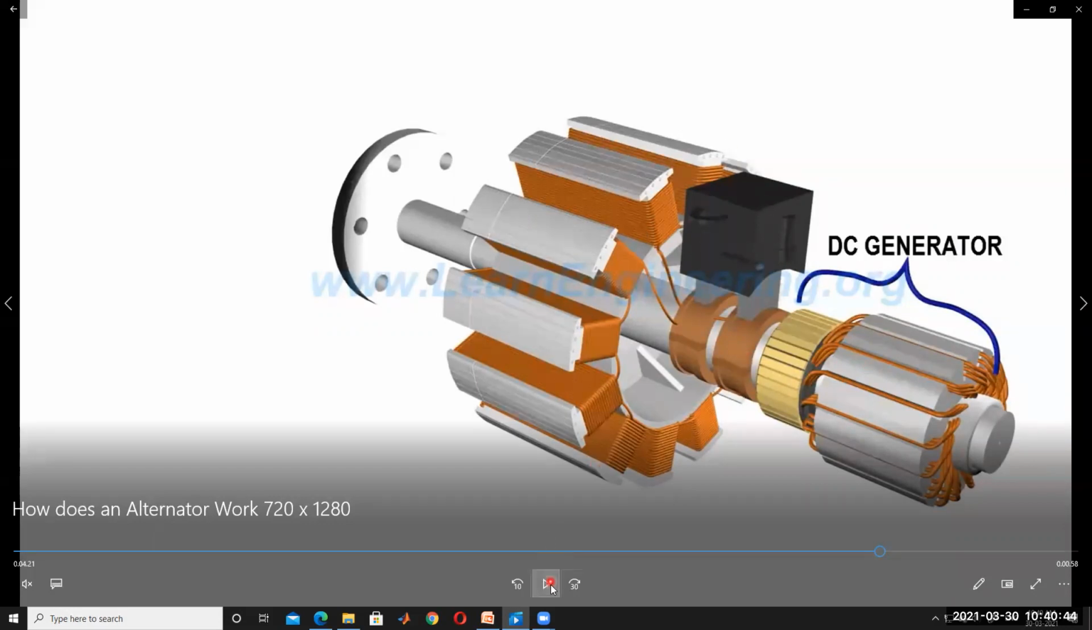So this separate field source is called the DC generator. The DC generator is rotating on the same shaft as the rotor; it is connected on the same shaft. If the turbine is rotating, the DC generator rotor is also rotating, and then EMF is induced.